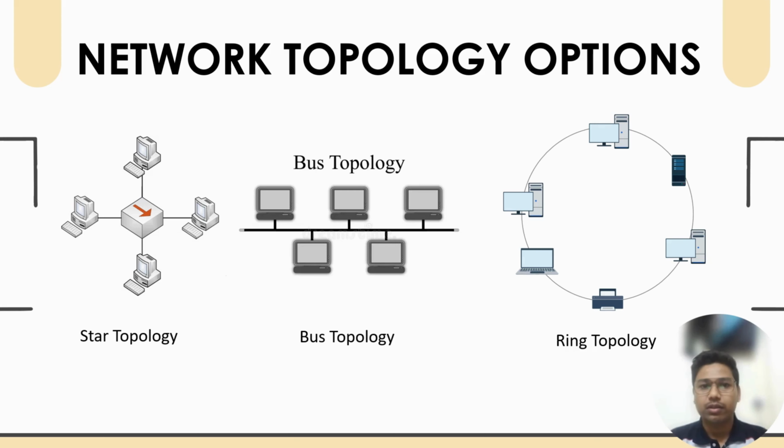Now let's talk about network topology. Network topology refers to the layout of how devices or nodes are connected in a network. These nodes include devices like computers, servers, and printers. The links, which are the connections between the nodes, can be physical, such as cables, or logical, such as wireless signals. Now let's talk about why topology is important.